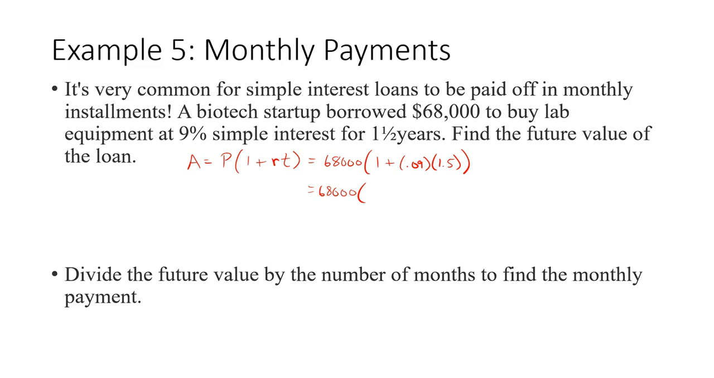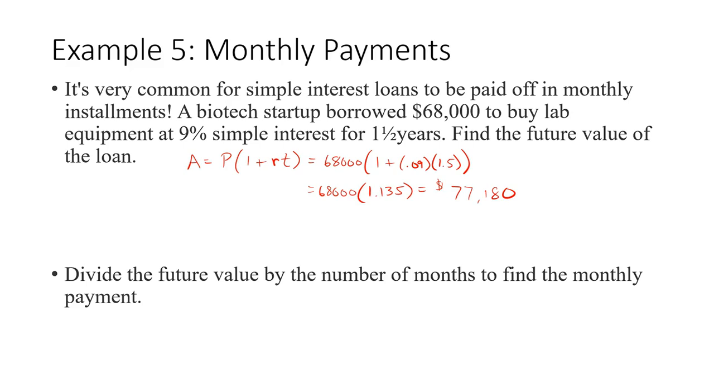1.5 times 0.09 plus 1 is 1.135. And then when you multiply times 68,000, you get $77,180. So after 1.5 years, the future value of the loan is $77,180.